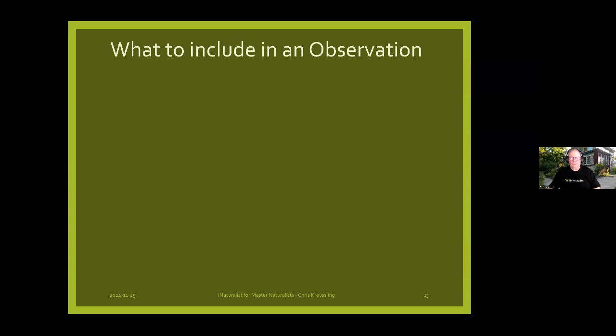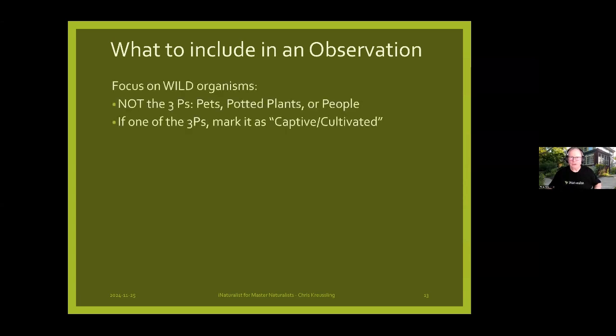Okay. So when you're doing an observation, what should you be making observations of and what not? So we're going to have observations of wild organisms, things we found in the wild. We don't want pets, potted plants, or people. The three Ps. This, Mr. Squishy obviously is invalid for an observation.